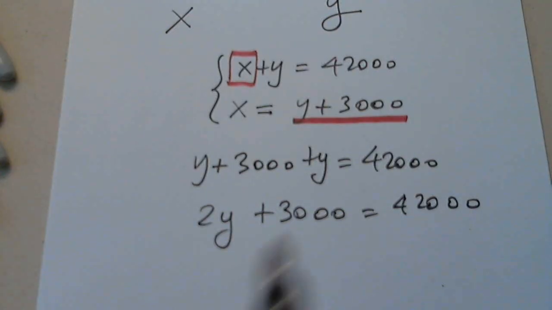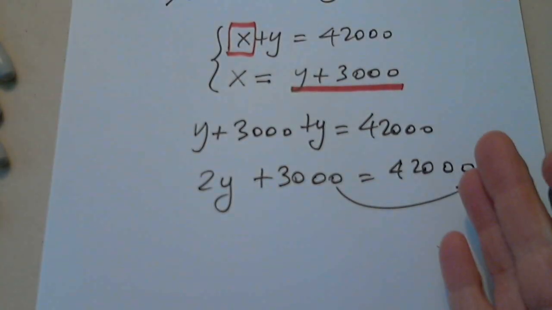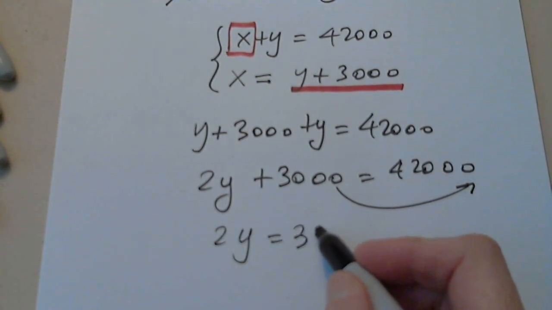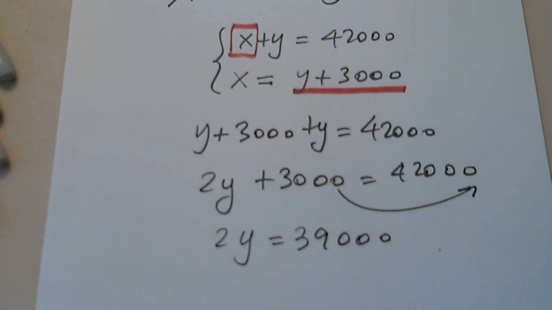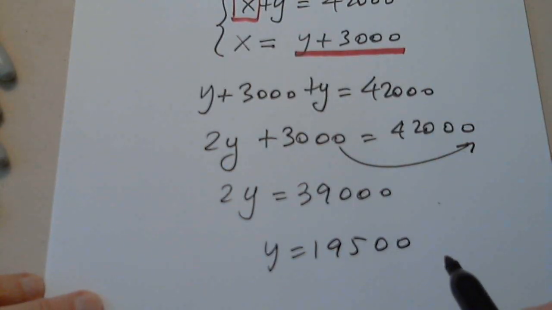In other words, sometimes I like to tell my students, clean it up. Clean it up. Good. Next step. Subtract 3,000 from both sides. Yes, move 3,000, change the sign. In other words, 42,000 minus 3,000 is 39,000. Now, what do I do next? Yes. So, I have Y equals 19,500. Good. I found Y.